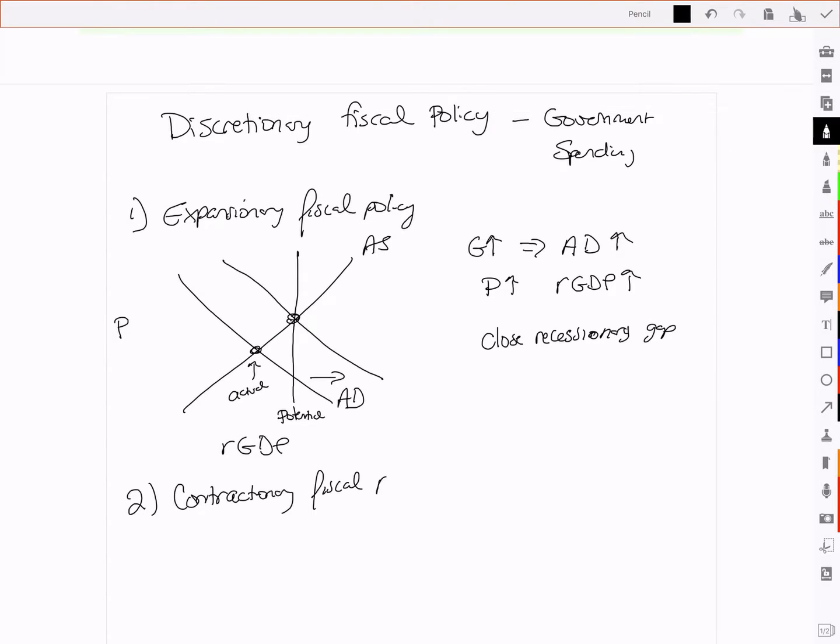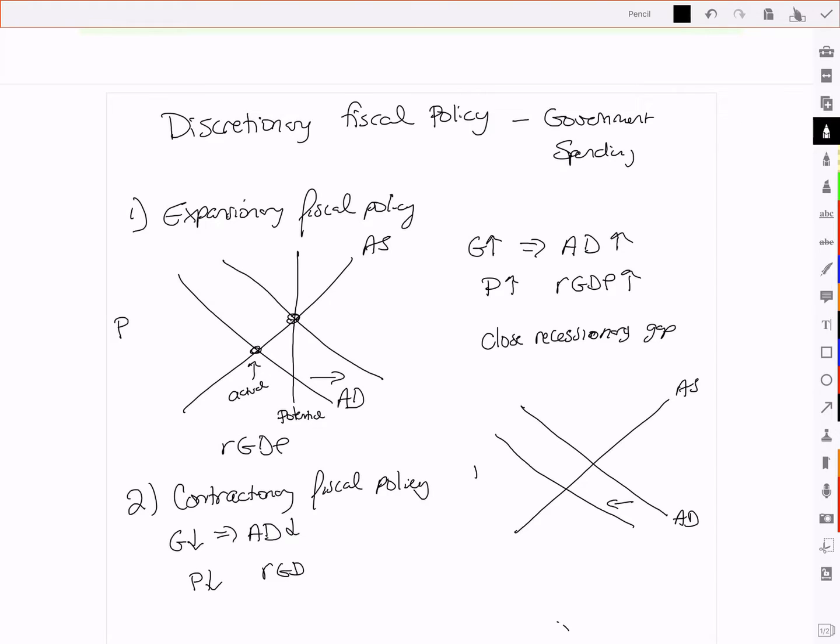All right, so what about contractionary fiscal policy? Here's aggregate demand, here's aggregate supply. If we have contractionary fiscal policy, then government spending is decreasing, which causes aggregate demand to do what? To decrease. And if aggregate demand goes down, it's a shift to the left, then that's making the price go down and real GDP to decrease as well. So when would you want to decrease aggregate demand? When you have what kind of gap?